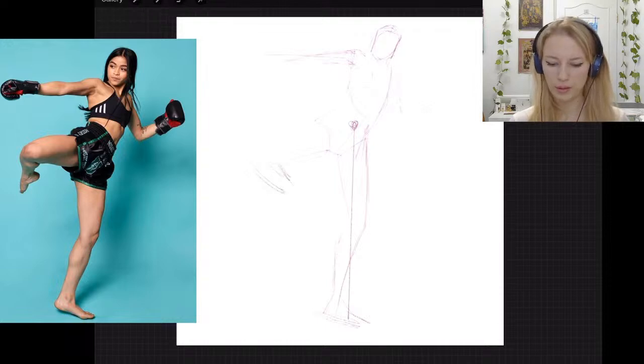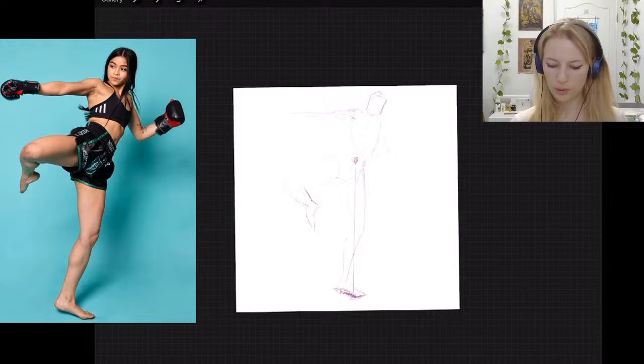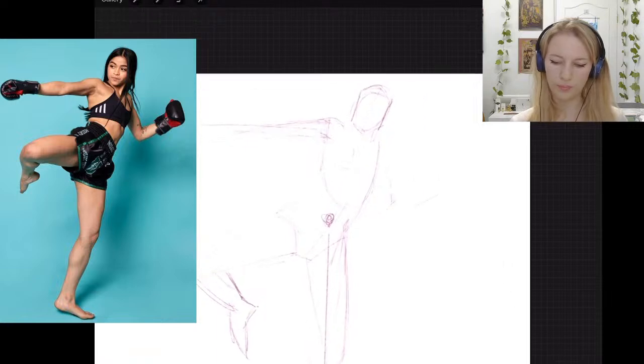So understanding where it is definitely helps to avoid drawing figures that look like they're falling. So, let's see. She's kind of falling, but you can see that she's standing pretty much on her toes here. So basically this is how it goes. So I will not erase it just yet, so that you guys can see it.